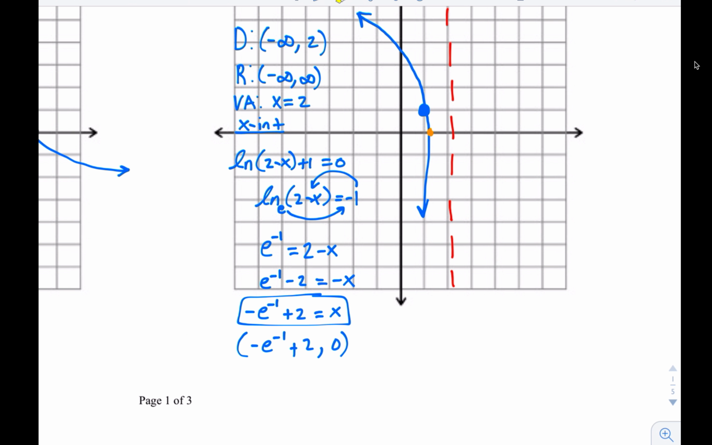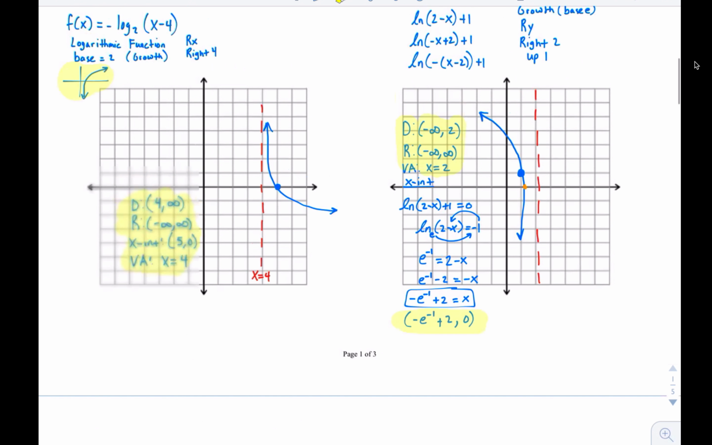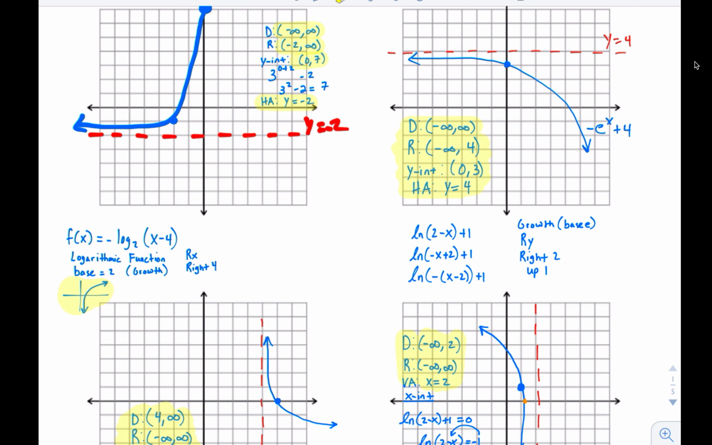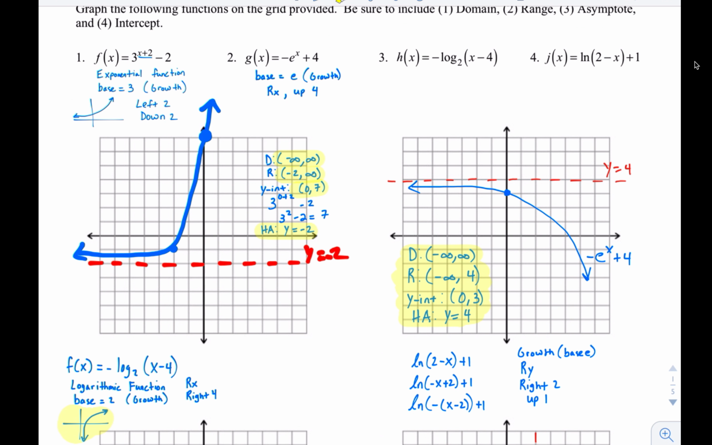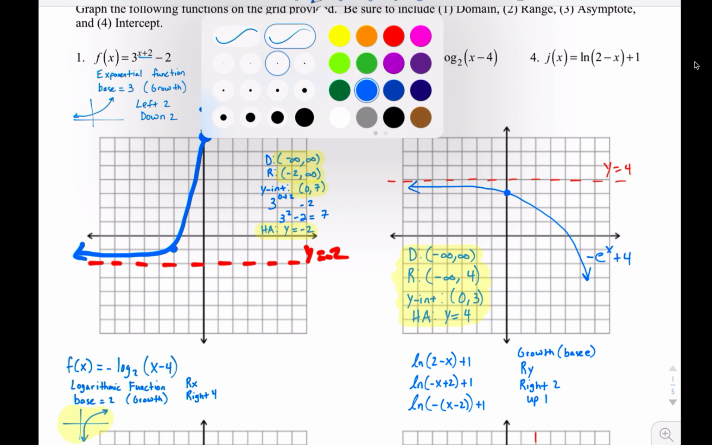If you have a question like that on the test, I would leave it in that form. You don't need to use your calculator, and you don't need to give me a decimal answer. Just leave it exactly like that, because that's the exact x-intercept. So again, if you can remember the basic shapes of those graphs and then just know your transformations, you should be pretty good to go.